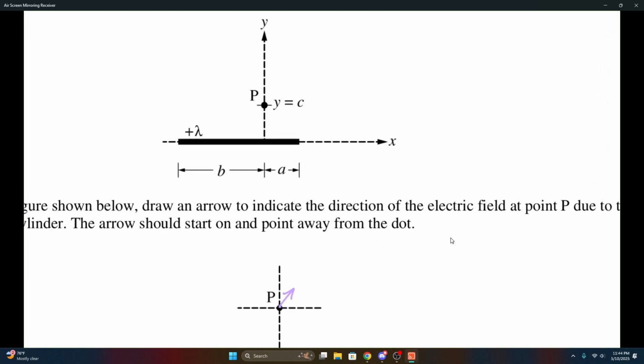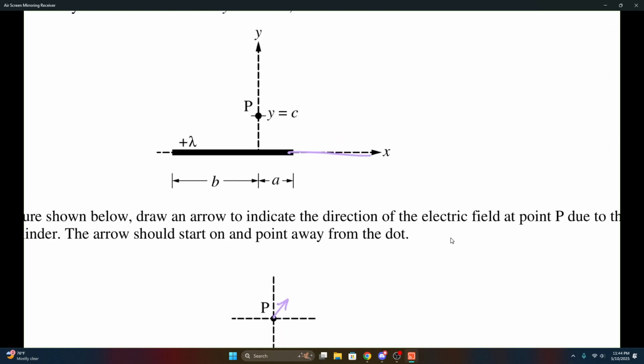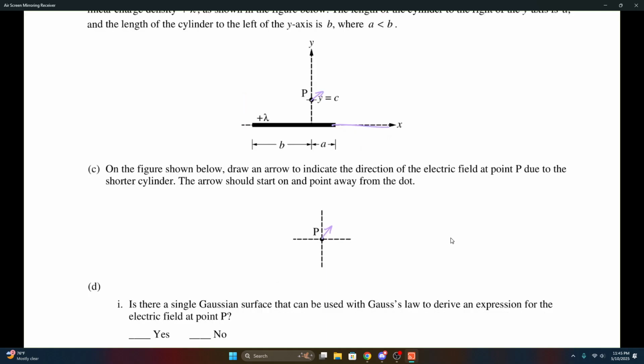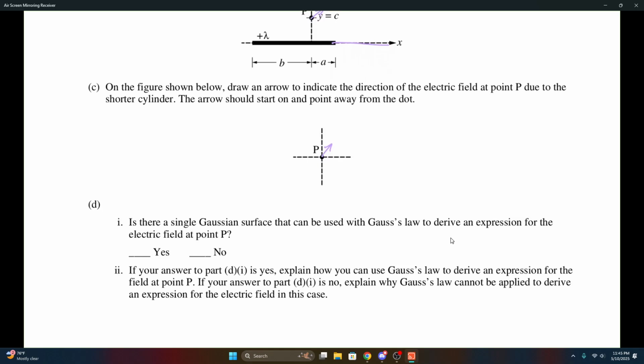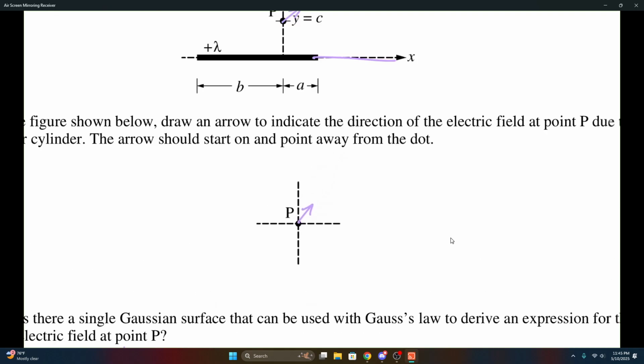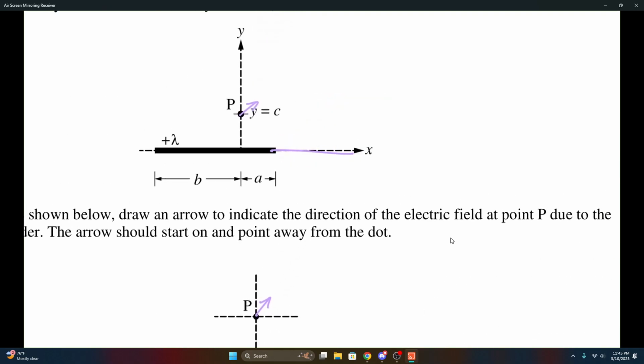Okay, because this part of the line is gone, some of this x component of field isn't cancelled by this stuff over here. So the net field is going to be that way. Is there a single Gaussian surface that can be used? No, because now without this part over here, we can't really encase that in anything.